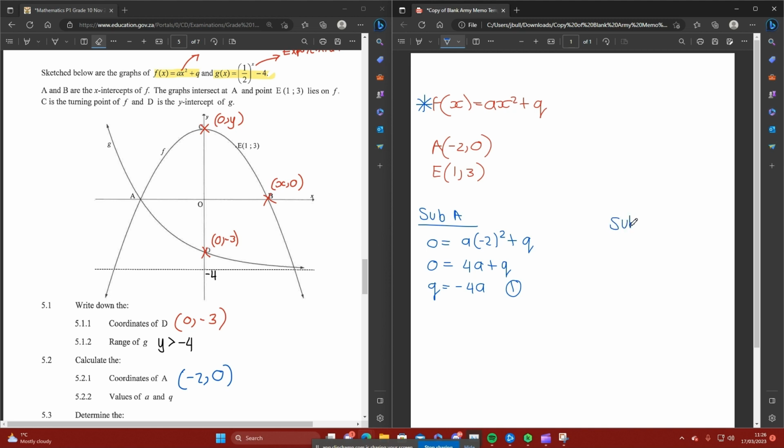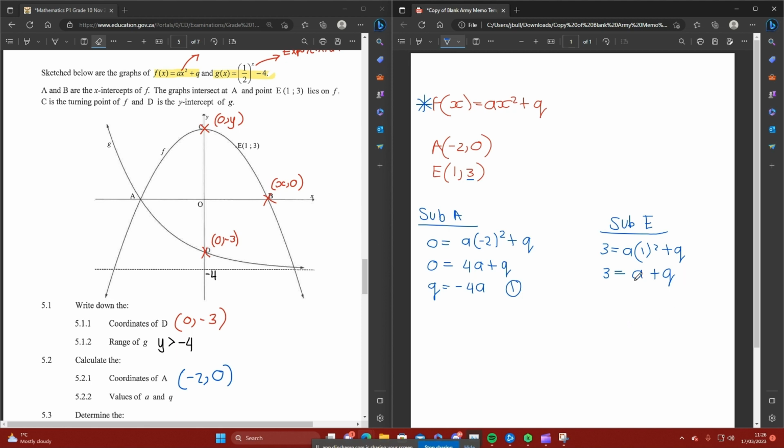If we sub point E into the same equation, into this f of x, our y value is 3. So 3 is equal to A, our x value is 1 squared, plus q. Let's see how we get with simplifying. So 3 is equal to 1 squared, so it's just 1, so A plus q.